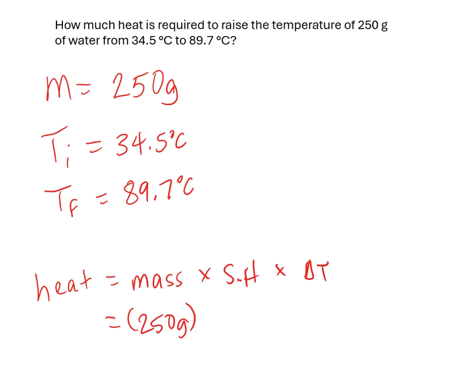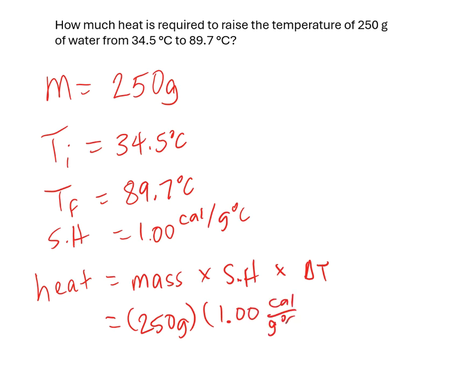The specific heat of different substances vary, and they also vary based on the phase in which that substance is present. And so here, because we're dealing with water, and we know that 34.5 degrees Celsius to 89.7 degrees Celsius represents the liquid phase, the constant value for the specific heat of water in the liquid phase is 1.00 calories per gram degrees Celsius. So that's a constant value. So for my specific heat, I have 1.00 calories per gram degrees Celsius.